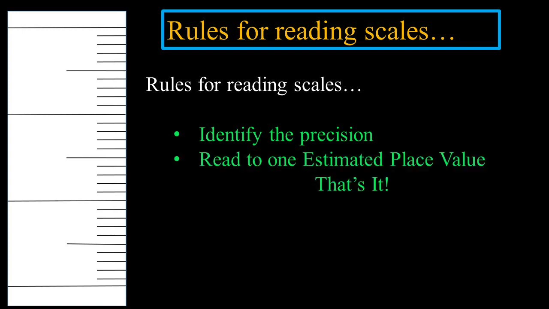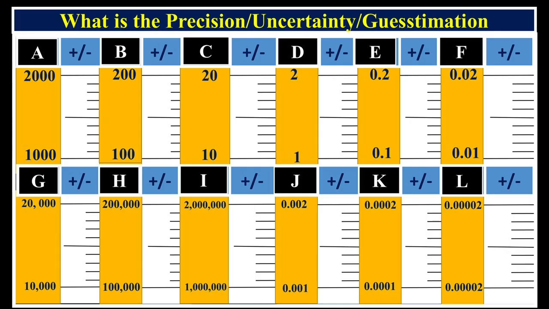So you have to identify the precision of each scale, and then you read to one estimated place value, and it is no more complicated than that. You simply identify the precision, and then you read to one estimated place value, and that's it. There's nothing more. So in this book lecture we're going to practice first identifying the precision, and then practice completing the reading of the scale by looking at the estimated place value and then writing the answer.